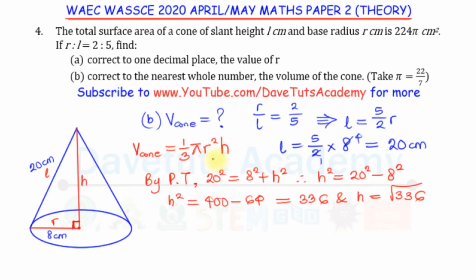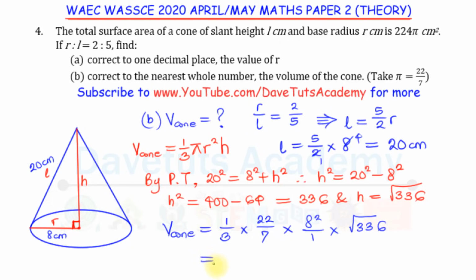So now that we know the parameters that we need, pi we have been given to be 22 over 7, r we have gotten to be 8 centimeters, h we have gotten to be the square root of 336. We can now go ahead to evaluate the volume of the cone to be 1 over 3 multiplied by pi, which is 22 over 7, multiplied by r raised to the power 2. R raised to the power 2 will be 8, so this will be 8 raised to the power 2 over 1, multiplied by h, which is the square root of 336.